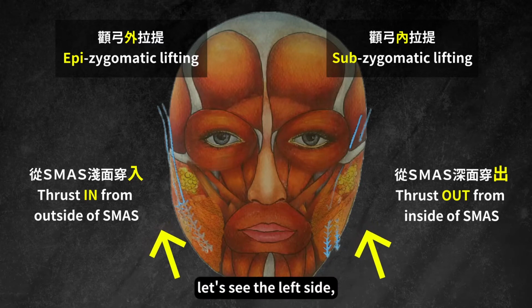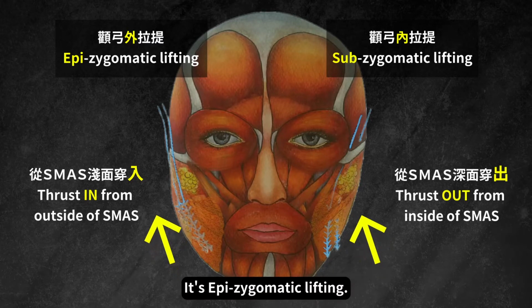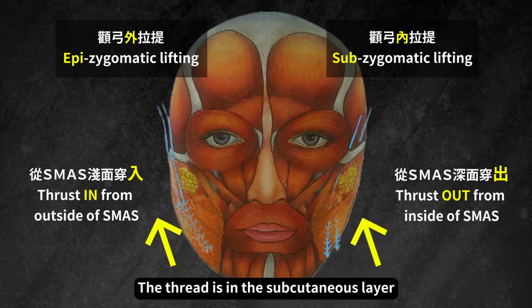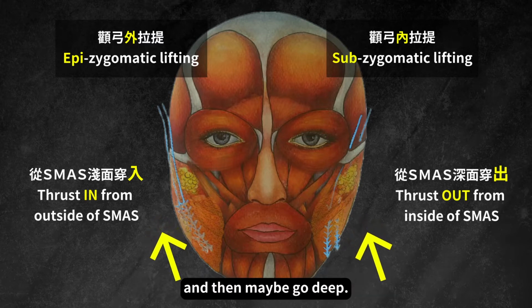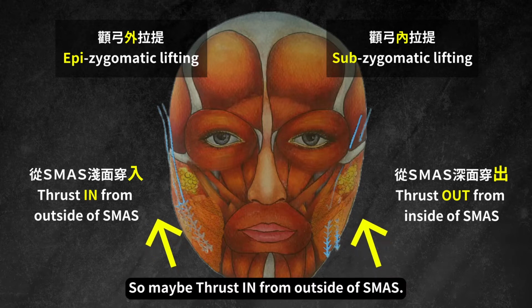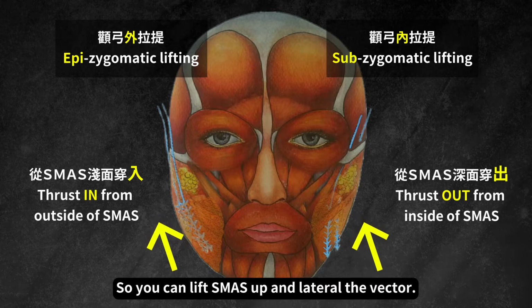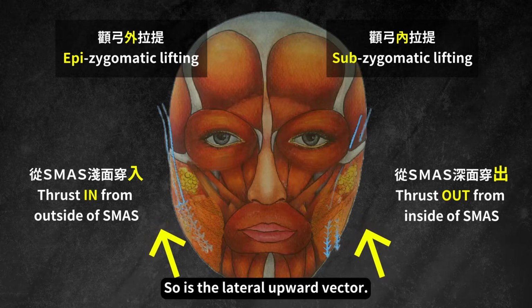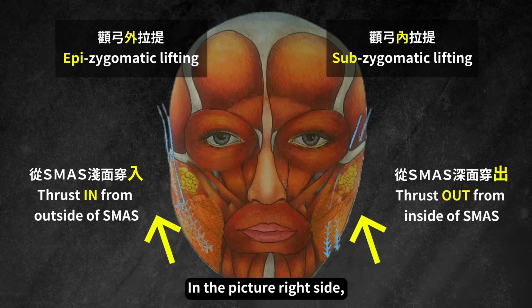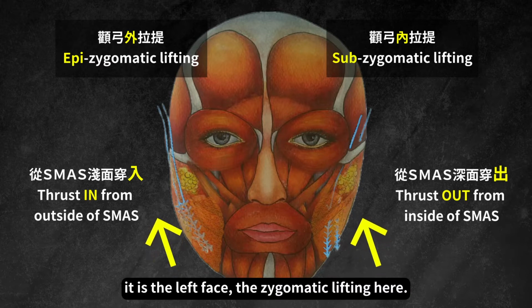In this picture, let's see the left side. It means the right face here. It's epizygomatic lifting. The straight is in the subcutaneous layer and then maybe goes deep, so maybe it is shot in from outside of the SMAS. So you can lift the SMAS up in a lateral vector. So it's the lateral-upward vector. In the picture on the right side, it is the left face.